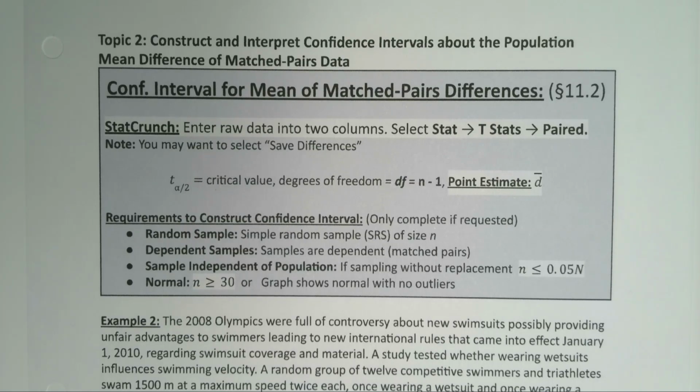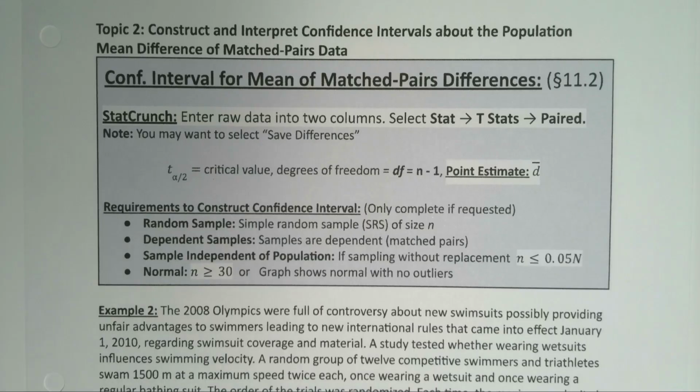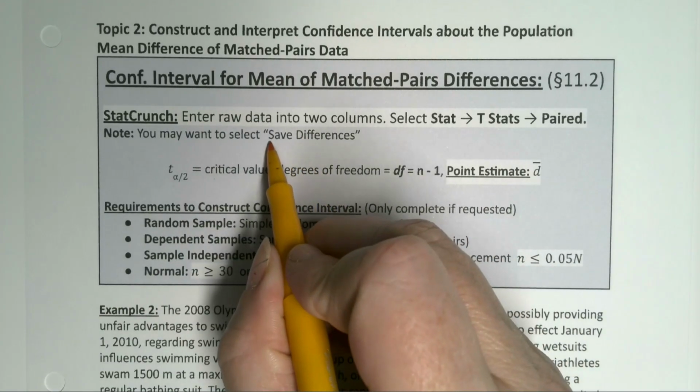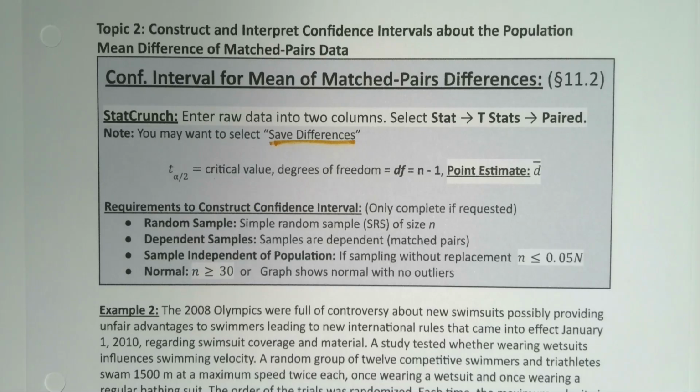Of course, we also need to be able to construct a confidence interval for the mean of matched pairs differences. And again, the formulas are tricky, so we're not using them. But I will notice that you might want to select save differences when you do this. And we're actually going to do that in this particular problem.